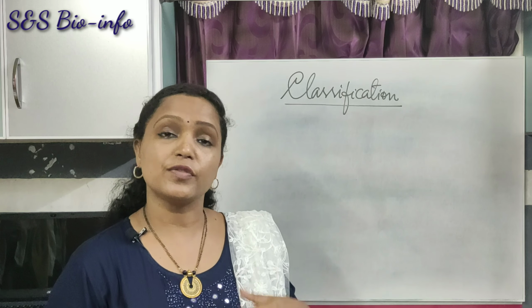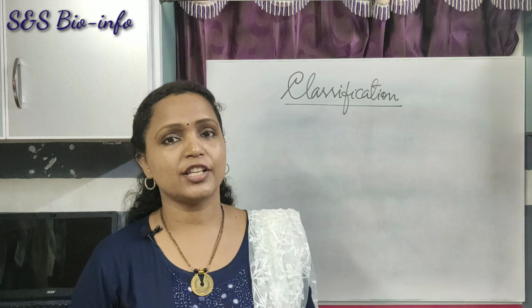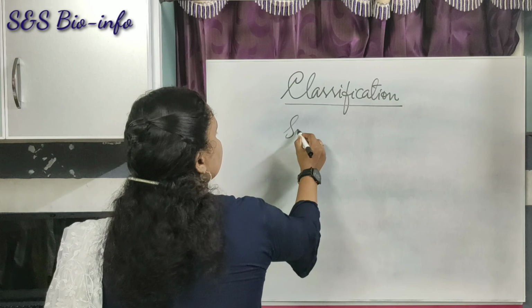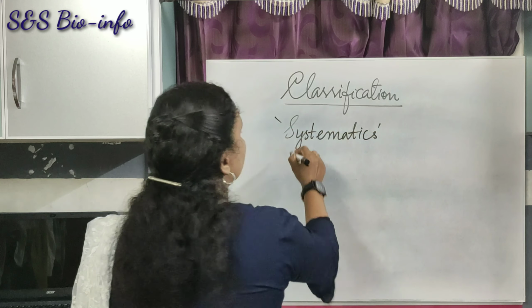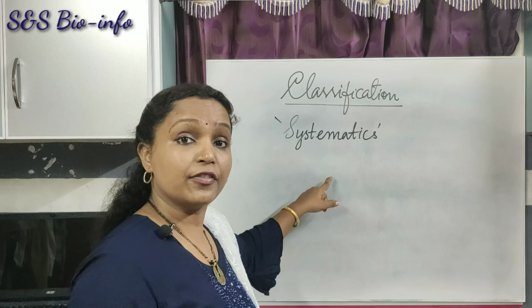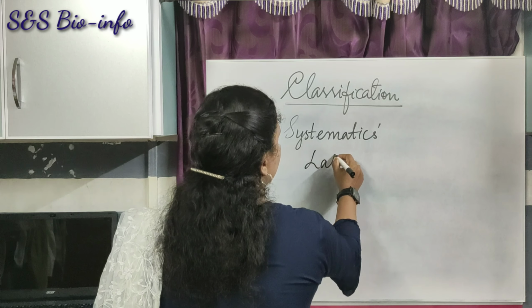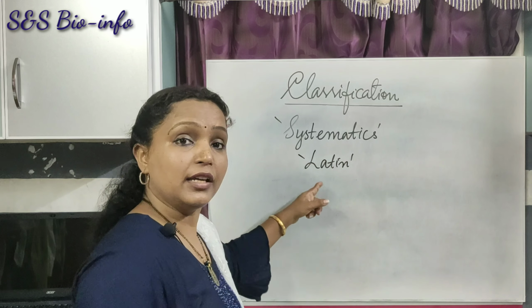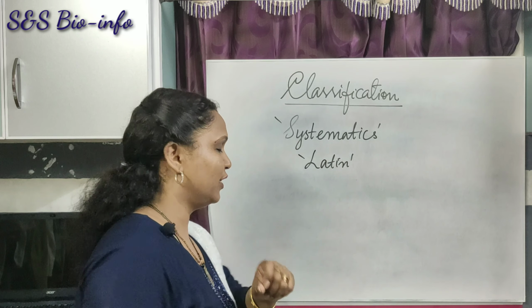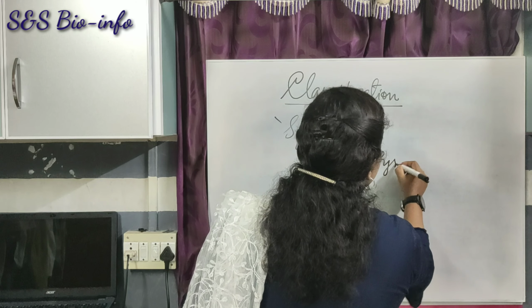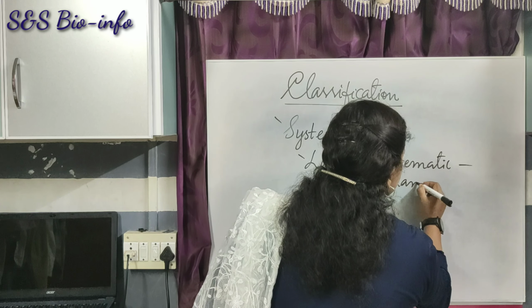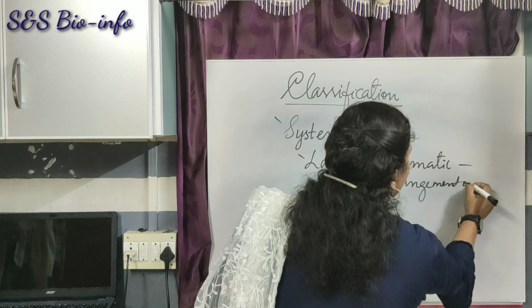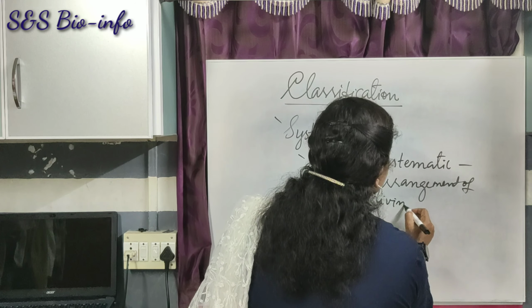There is another branch of science which deals with the categorization of living organisms, that is systematics. The word systematics is derived from the Latin language, which means the systematic arrangement of living organisms.